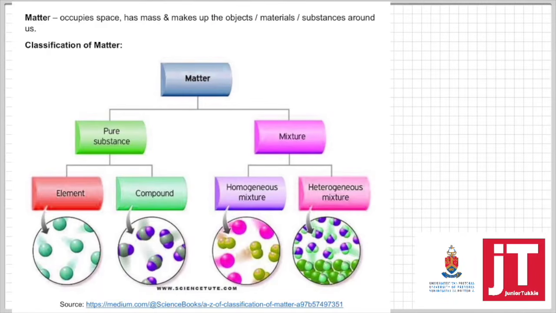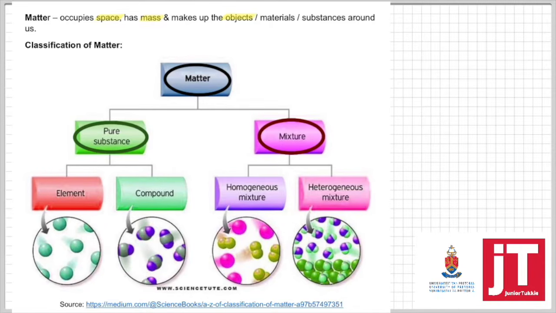Matter is anything that occupies space, has mass, and makes up the objects, materials, or substances that surround us. We too, as human beings, are made up of matter. And we can classify matter by breaking it up into smaller parts.